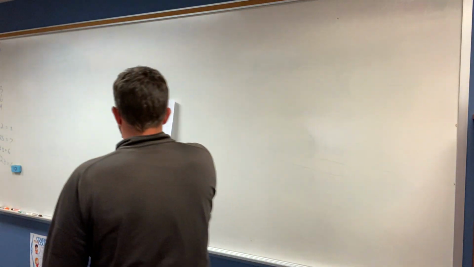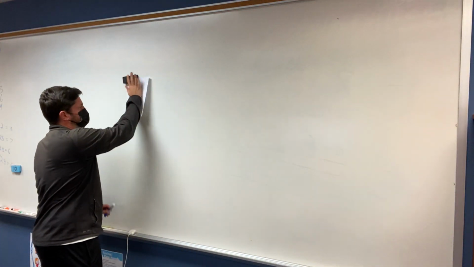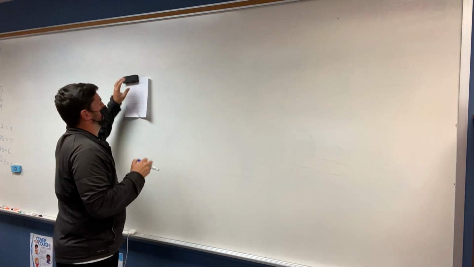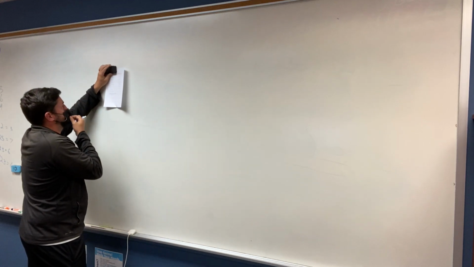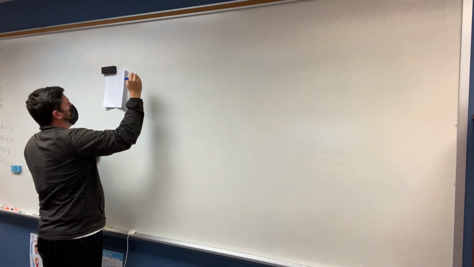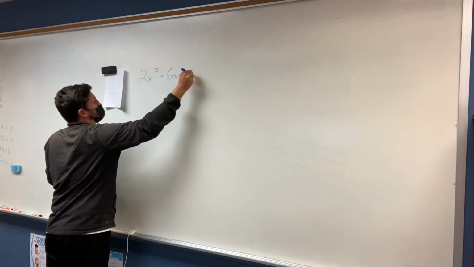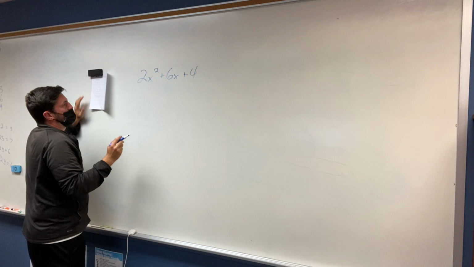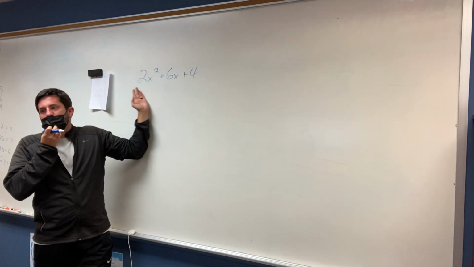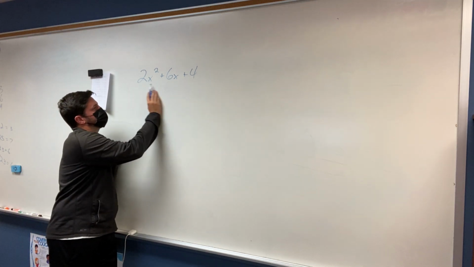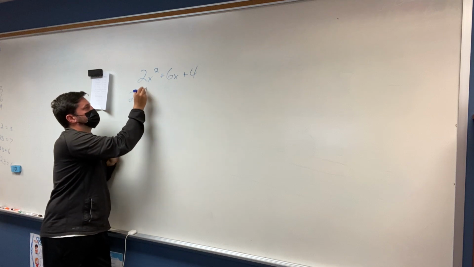Factoring intervention round 2, with some more examples here, especially with greatest common factors, because that's where I've seen the biggest issue. Number 1: 2x squared plus 6x plus 4. The first thing you ask yourself is, what do they have in common? You look across the whole thing, they all have a 2 in common, so I'm going to factor out a 2.